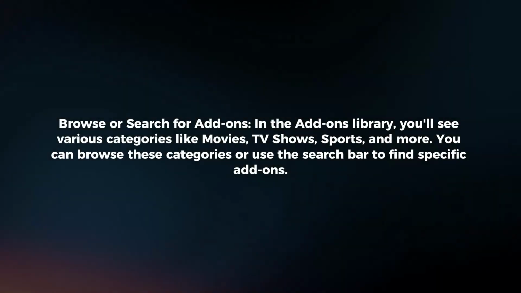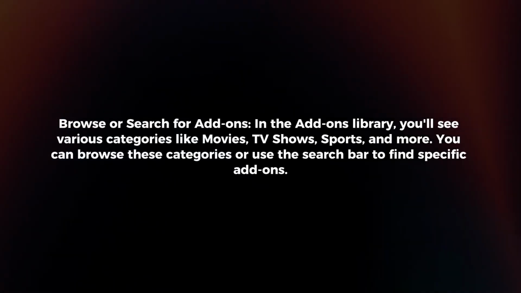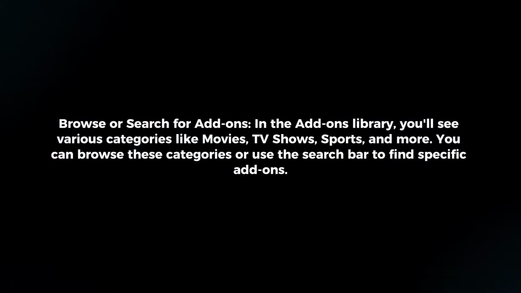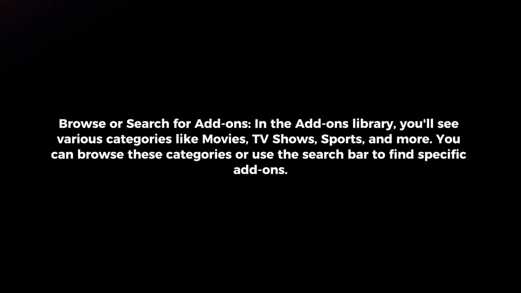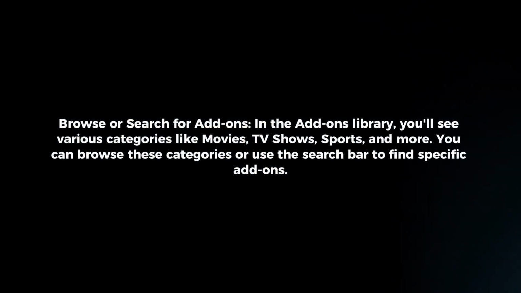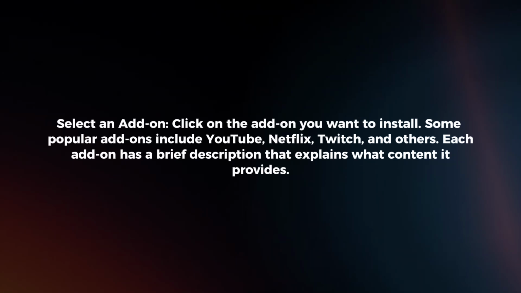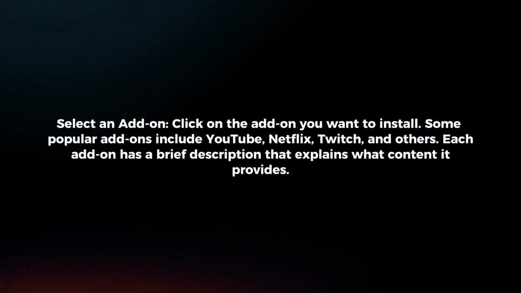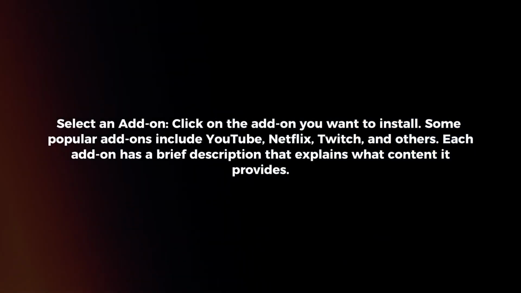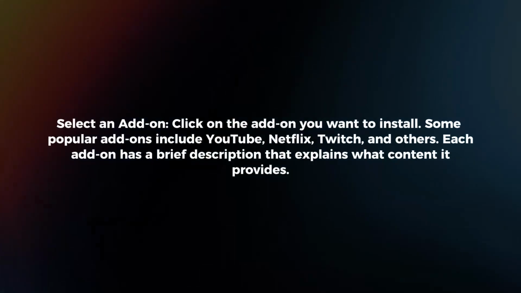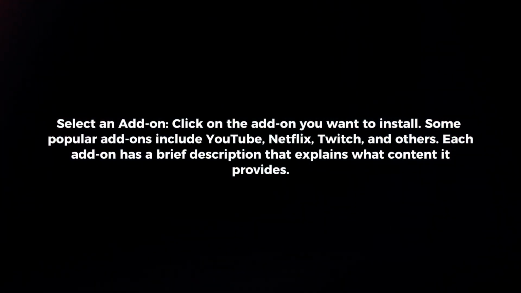Browse or search for add-ons. In the add-ons library, you will see various categories like movies, TV shows, sports, and more. You can browse these categories or use a search bar to find specific add-ons. Select an add-on. Click on the add-on you want to install. Some popular add-ons include YouTube, Netflix, Twitch, and others. Each add-on has a brief description that explains what content it provides.